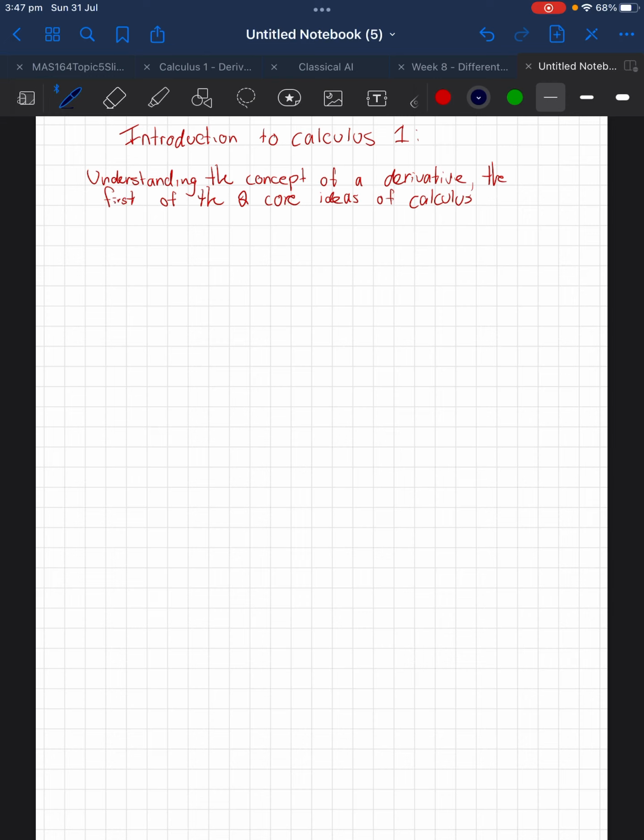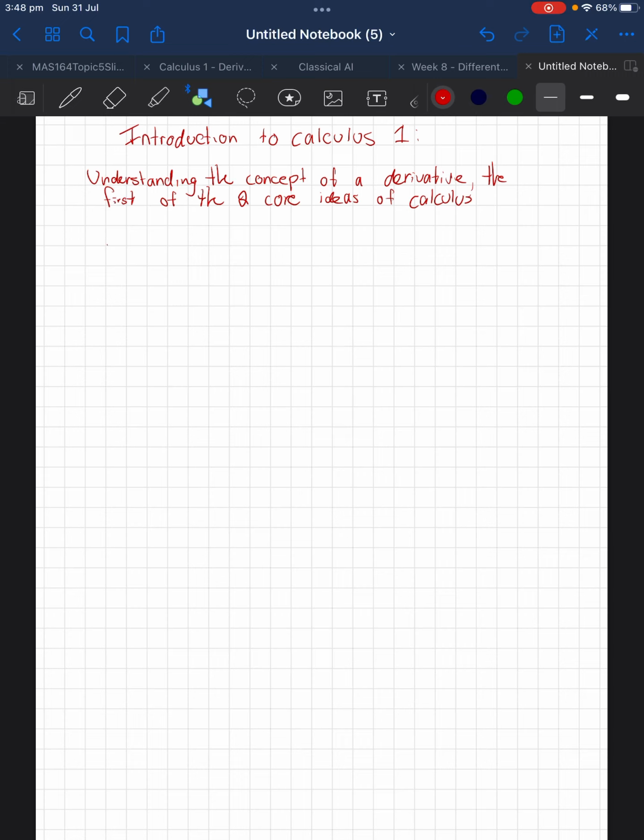Now today I will just be going over the first of two of the core ideas of calculus, and that is the derivative or differential calculus. The second core idea of calculus is the integral, and we will be moving into integrals in the next unit. But first, I think it is beneficial to understand the derivative and what the derivative actually means. So, to start off, I'll be taking you back to year 9.